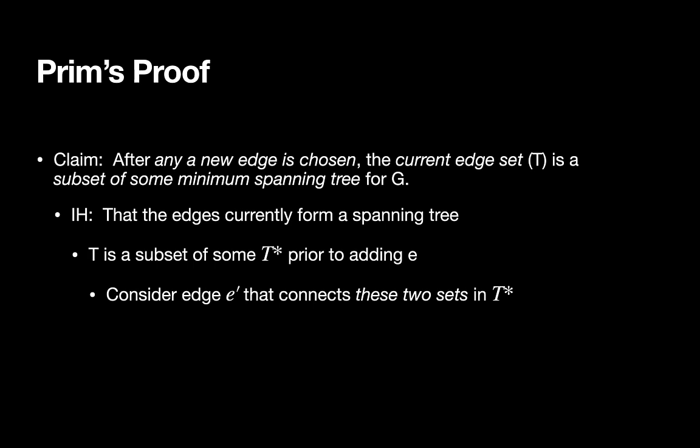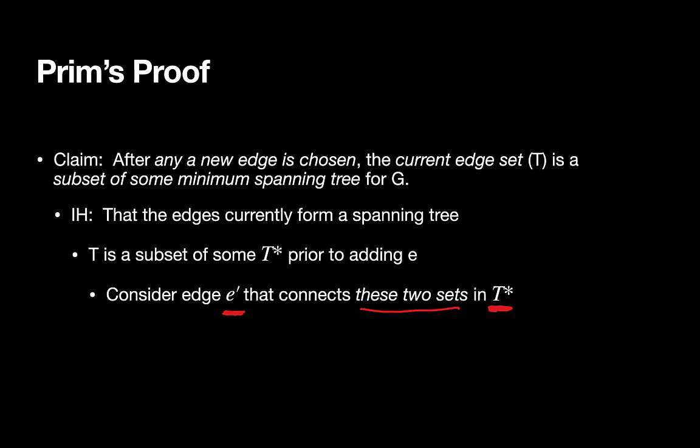T is already going to be some subset of a minimal spanning tree, T star, prior to adding that edge. Okay. Now let's also consider a secondary edge. The secondary edge, which we'll refer to as E prime, also connects these 2 sets of vertices, the ones that are still in the priority queue versus the ones that have been removed. The ones that have been removed are the ones that are in T. So we'll consider both the edge that we actually remove for Prim's algorithm and this other edge, E prime. And E prime will be something that connects these 2 sets of vertices in a minimal spanning tree T star.